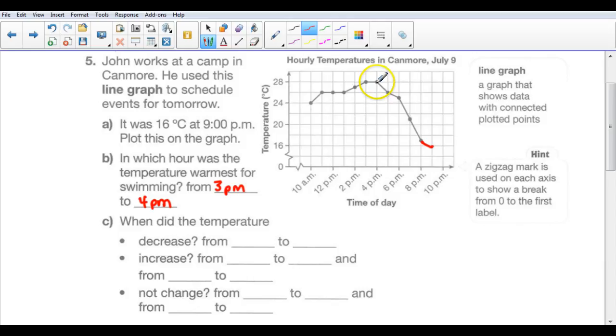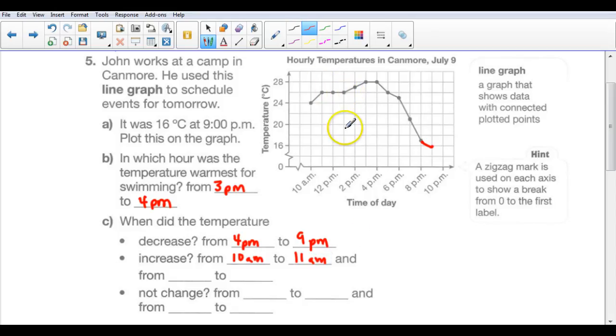The temperature decreased this section right here and all the way down. So we started decreasing from 4 p.m. all the way down to 9 p.m. So temperature started going down. So it looks like the hottest part of the day was between 3 and 4. When did it increase? Well, it increased from 10 a.m. looks like to 11. From 10 a.m. to 11 a.m. And it looks like we have another increase.